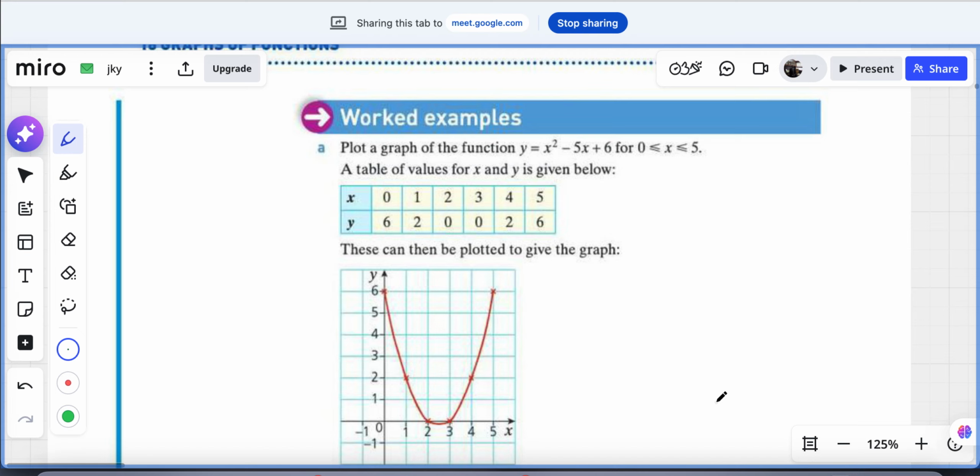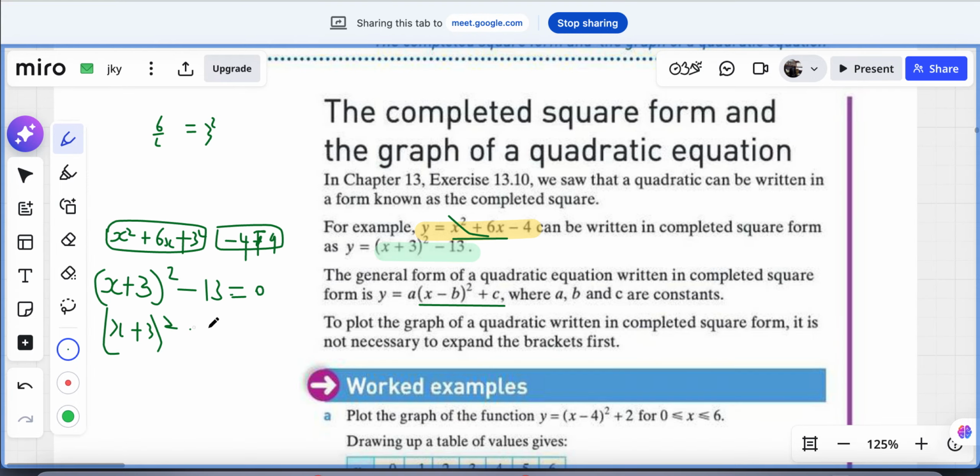In that case, you move negative 30 to the right. You have x plus 3 squared equal to 30. You move 30 to the right, right? Then you take the square root of both sides. You know how to do this type of thing, right? It becomes a normal equation, equal to 13.